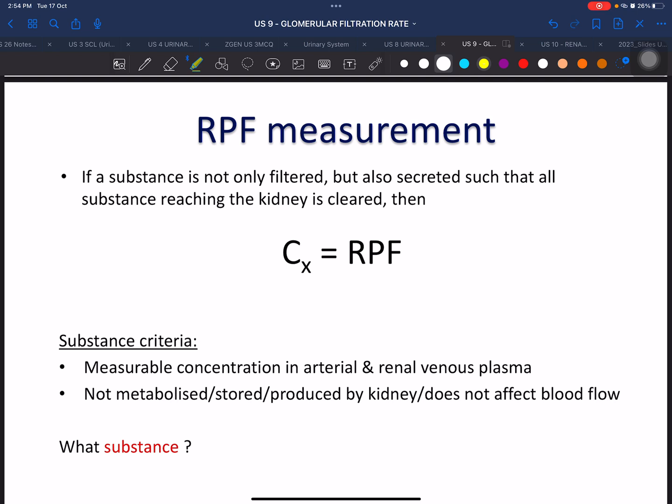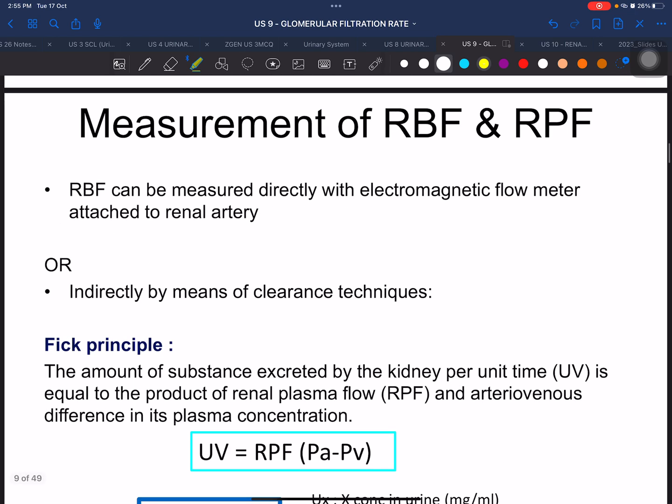So what substance fits these criteria? We're going to look at it in detail. First, we look at the measurement of RBF and RPF. RBF is easy: you can measure it directly with an electromagnetic flow meter attached to the renal artery, or by calculation. Usually we do the calculation by the clearance technique.